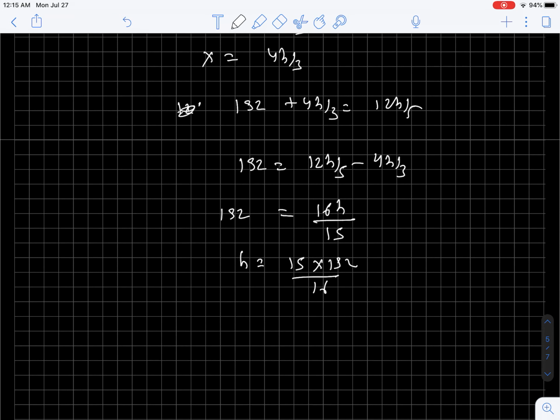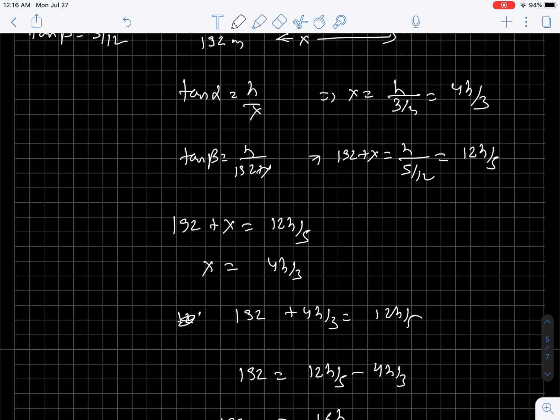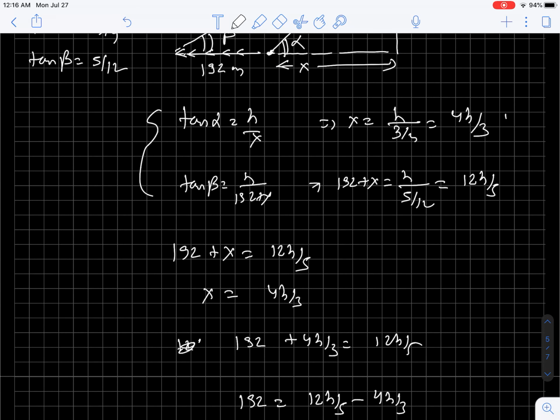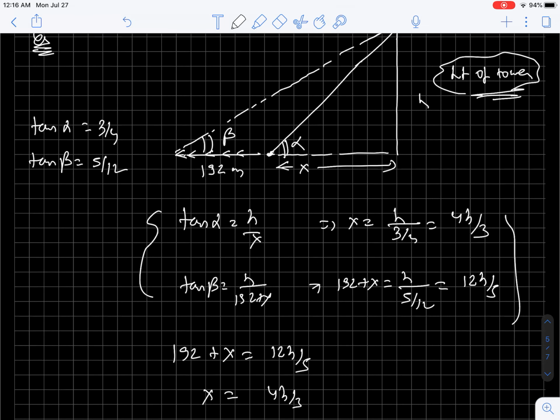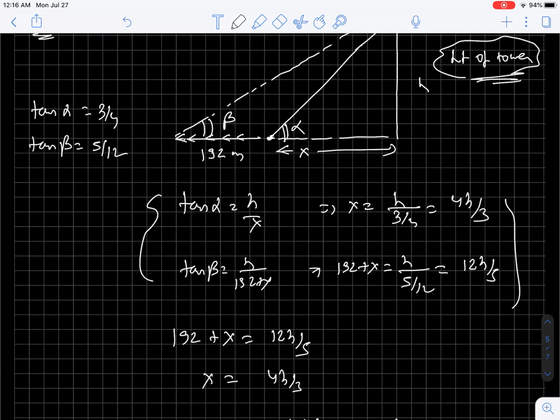If you solve, 192 divided by 16 is 12, and 15 into 12 is 180 meters. The height of the tower in this scenario is 180 meters. No need to mug up anything, just simply apply the height and distance concept for two triangles, that's it.